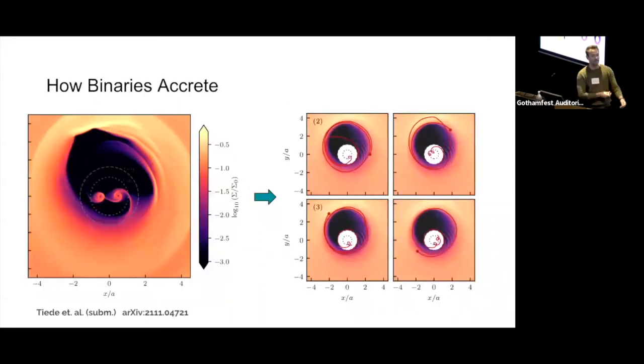Something I've been thinking about more recently is more of a dynamics problem for this. And it's the question of how these binaries actually accrete.